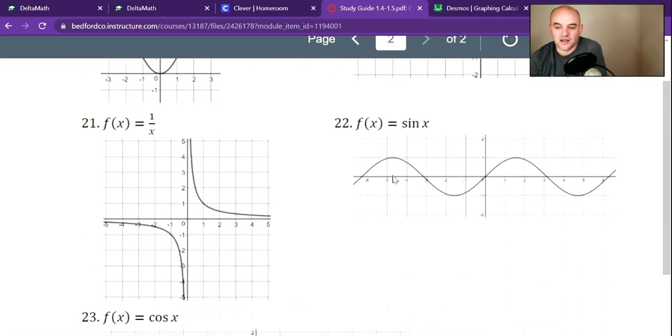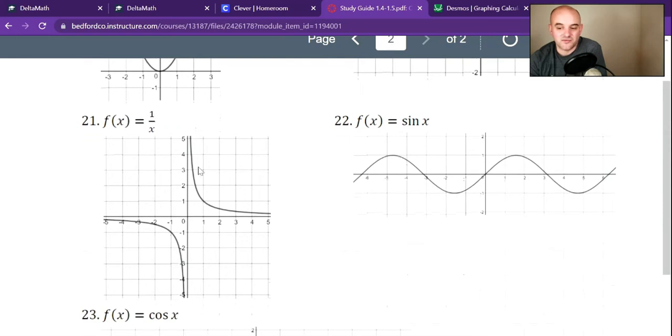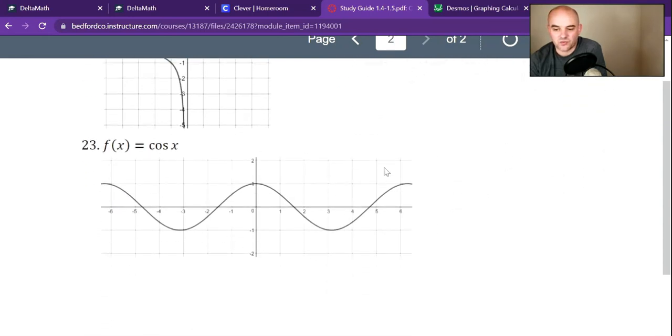And then next, number 21, it's not even because if we fold it on the y-axis, it doesn't match up. But if we turn it completely upside down, it looks exactly the same, as 1 over x. So 21 is an odd function. 22. 22 can be turned completely upside down. It's the same. So the sine of x, number 22, that is an odd function. And then lastly here, 23, if we fold it on the y-axis, it's going to match up. Kind of reminds me of a bird or something like that when I see that cosine function.